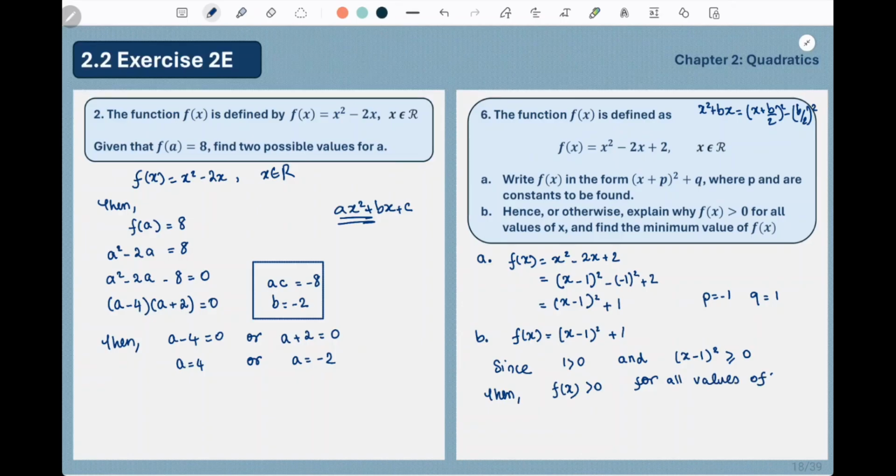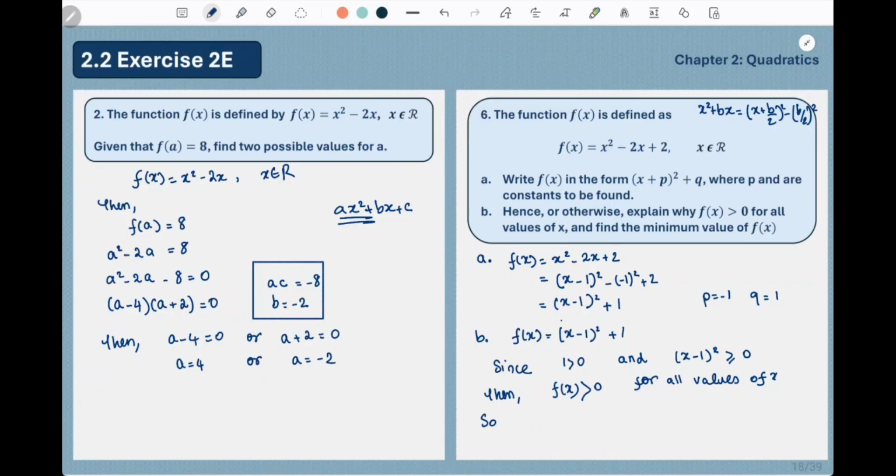Logically speaking, adding a positive number to a positive number is going to give you a strictly positive function, because 1 is strictly positive. That's why you don't write greater than or equal to 0. So we need to find the minimum value of f(x). In the case this equals 0, that's the minimum this could be, and the whole function becomes 1.